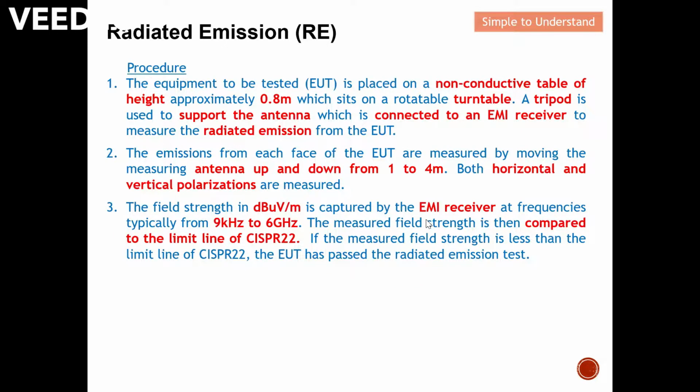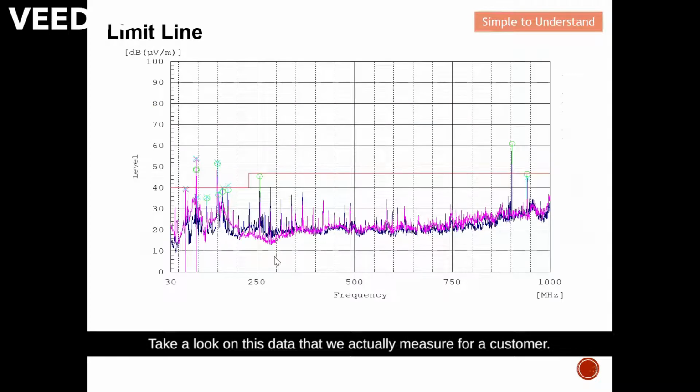If the measured field strength is less than the limit line of 6/22, the EUT has passed the radiated emission test. Take a look at this data that we actually measured for a customer. You can see that there are two sets of data. One is for the horizontal polarization, and another one is for the vertical polarization. This depends on the antenna orientation, whether it is vertical or horizontal. This is the limit line.